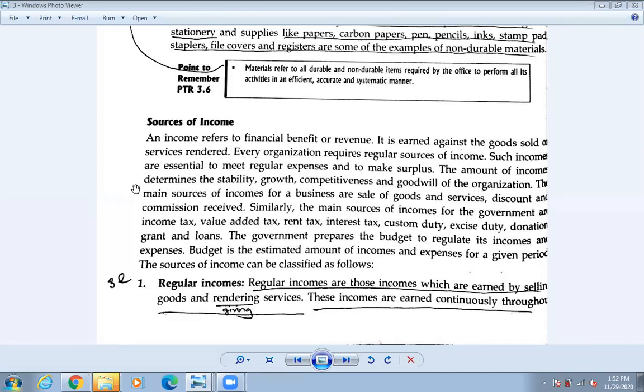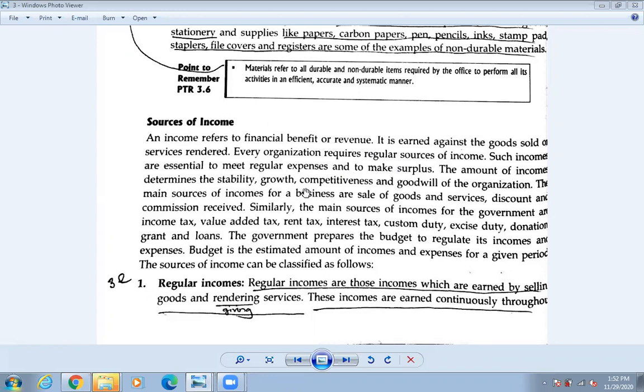Now what does this goodwill mean? There are so many new words over here, so you can underline them and write down the meaning, because afterwards you might not remember what it means. Surplus means the extra money, the money left after the income is expended. After spending all the costs, the money that remains is what we call surplus.